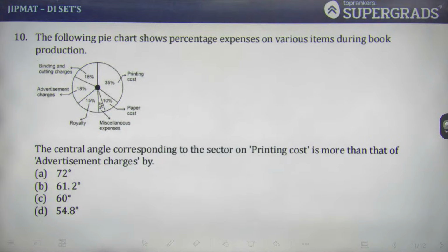The following pie chart shows the percentage expenditure on various items during book production. The central angle corresponding to the sector on printing cost is more than that of advertisement charges by.